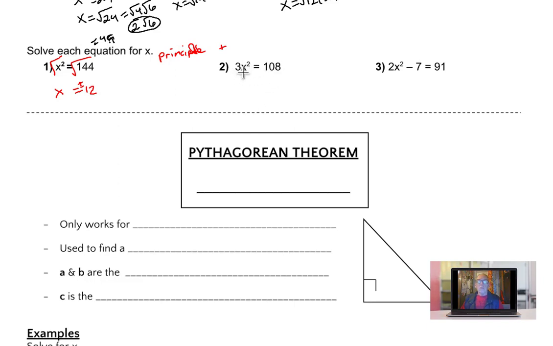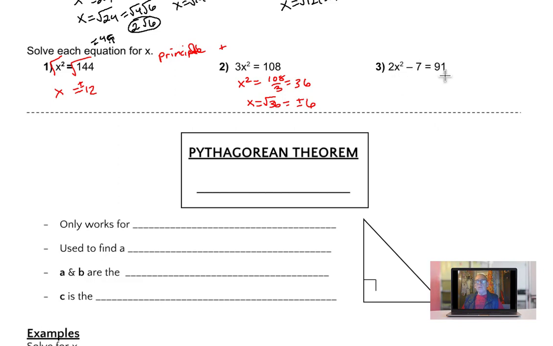Here to simplify this one, ultimately we want to take the square root of both sides, but we've got to get rid of this 3 first. So we divide both sides by 3, we get x squared is equal to 108 divided by 3, which is going to go 3 times, it's going to be 36, and x is going to be the square root of 36, which is going to be plus or minus 6.